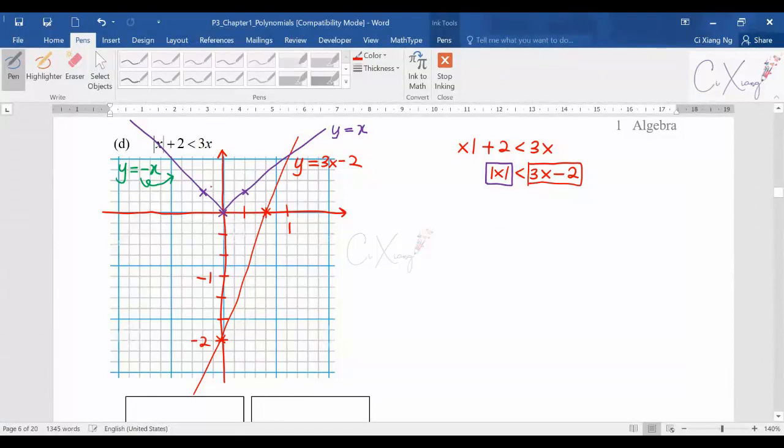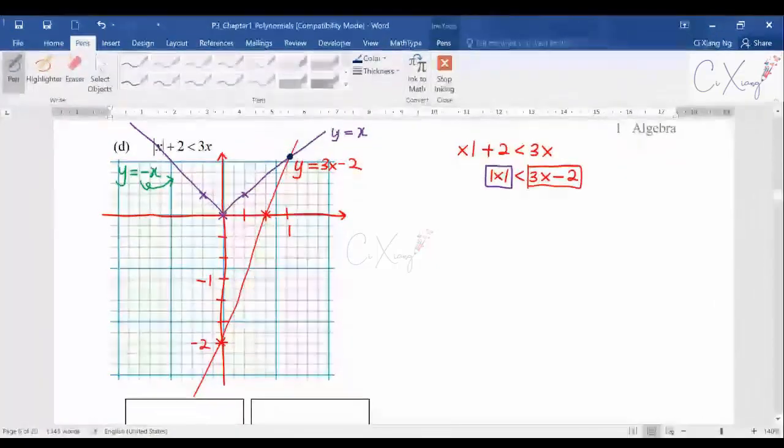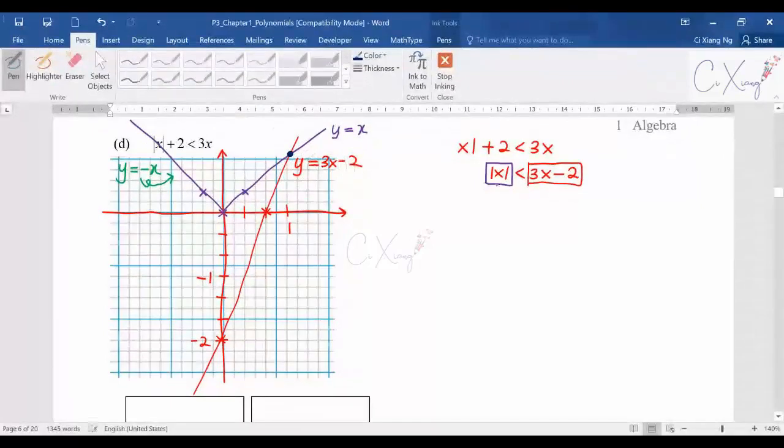After I sketch the graph, I'm going to look for the intersection point. We have only one intersection point here. This particular intersection point is between y equals x and y equals 3x minus 2. To get the coordinate, you let x equals 3x minus 2. So you have 2 equals 2x, and then x equals 1. That means this particular value is 1.